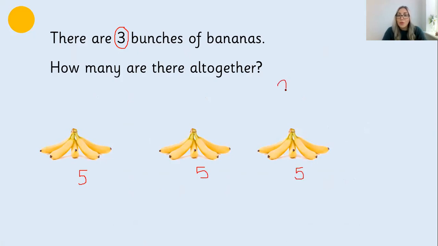We have got 3 lots of 5 equals. I would like you to have a go at working that out for me. So pause the video here and have a go at that question.